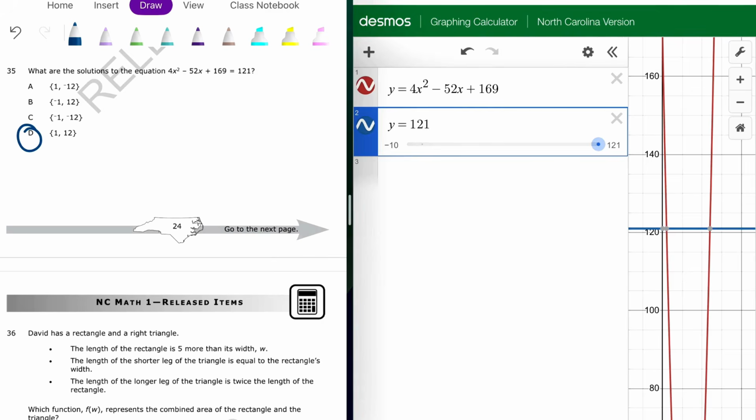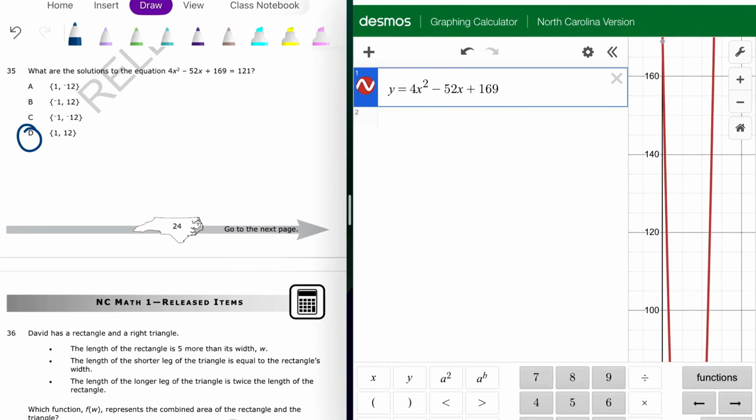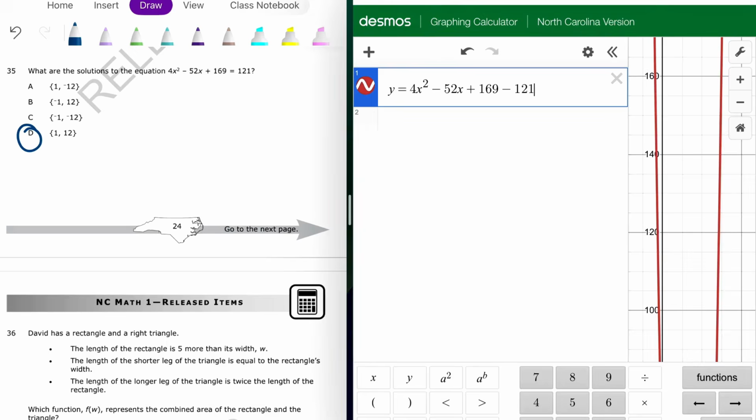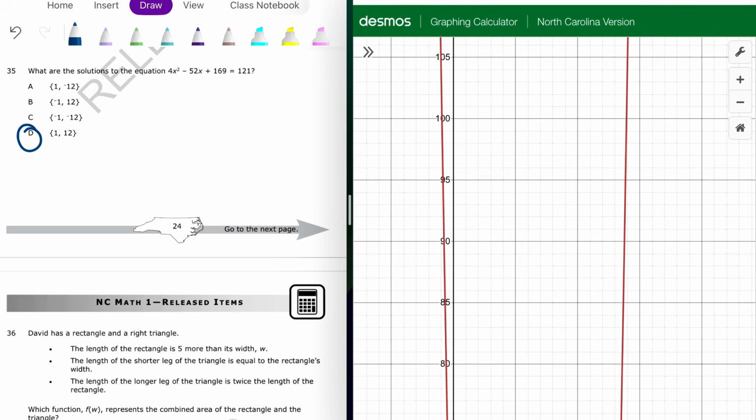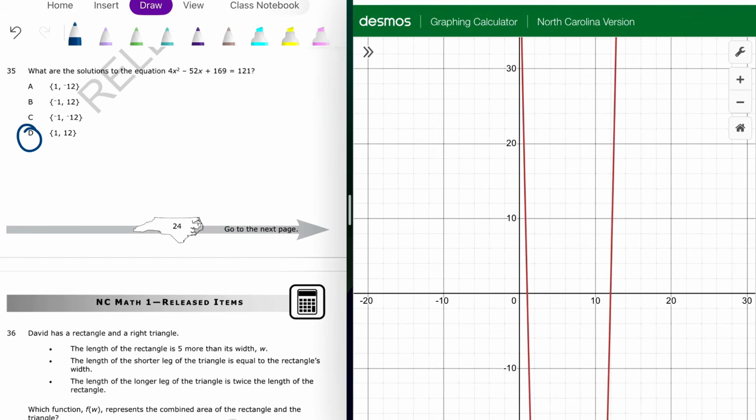The second way to solve this problem would just be to put minus 121 at the end, because the 121 is on the right side. We're used to getting them equal to 0. So if I just put minus, it means I moved it over. And then if I go to the x-axis, I tap them there, 1 and also 12. Okie dokie.